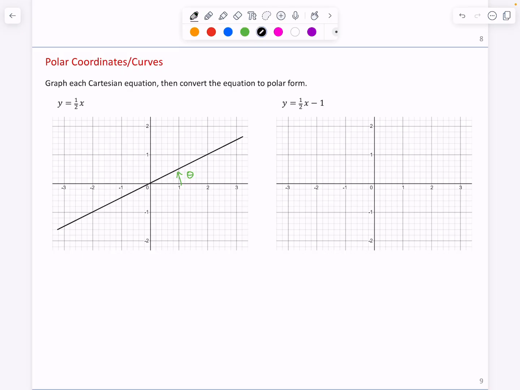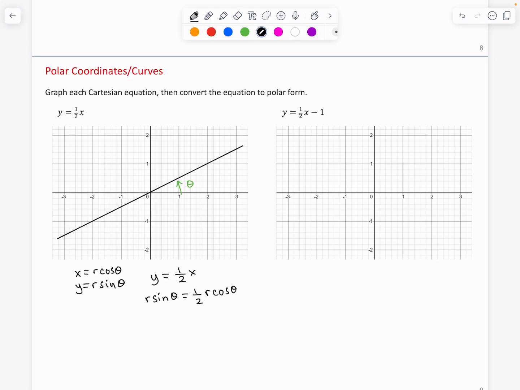We can also go through the motions of converting my x and y coordinates. If you recall, x can be found by doing r cosine theta, and y can be found by doing r sine theta. If I substitute these into our equation y equals 1/2 x, we get r sine theta is equal to 1/2 r cosine theta. Let's assume r is not 0. If it is 0, then we'd simply be at the origin, which is already a point on this curve. So assuming r is not 0, we can divide it away, giving us an equation that's independent of r.